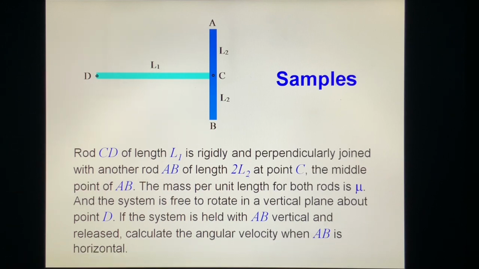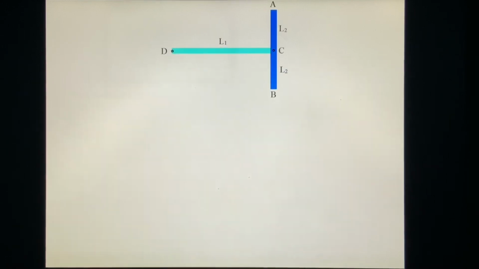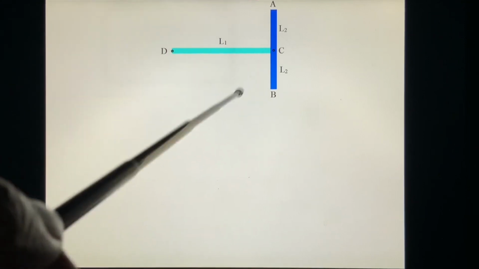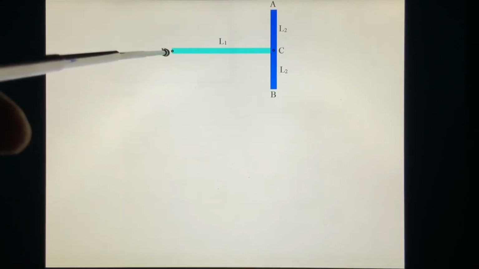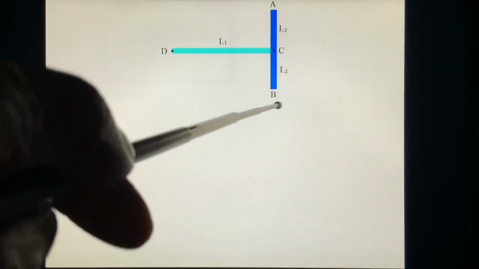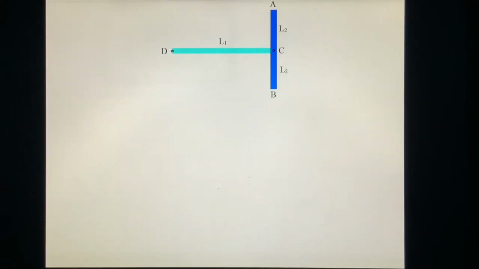Okay. Definitely, there's no friction involved, so mechanical energy is conserved. This involves rotation, and the rotational energy is half I omega squared. We need to find the rotational inertia around point D. First, we see what the rotational inertia of AB around D is. We use the parallel axis theorem.